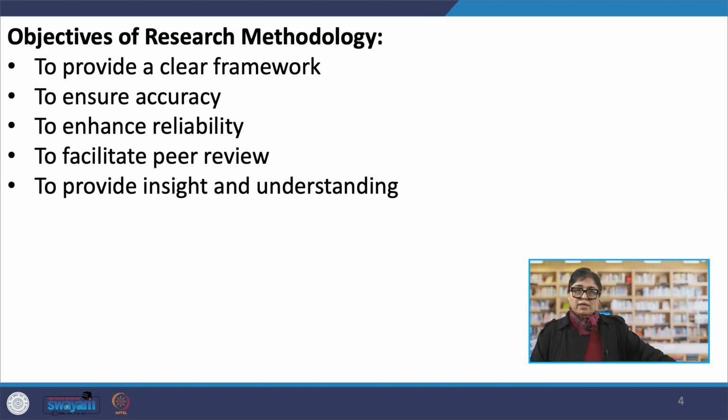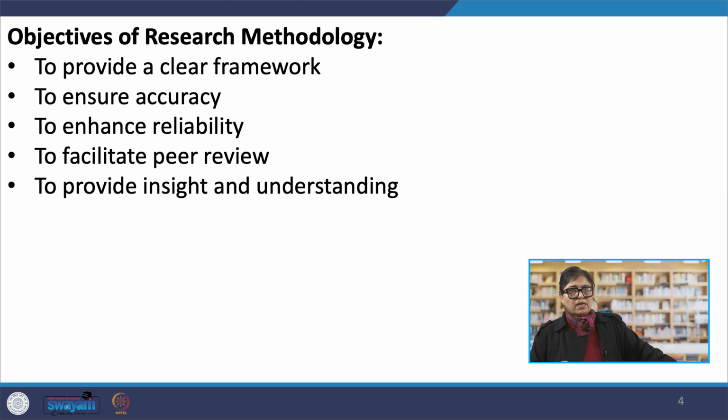of the result. And to enhance reliability, employing standardized methods enhances the reliability of the research findings, allowing others to replicate the study under similar conditions. And also, to facilitate peer review, a well defined methodology allows peers to evaluate the research for its validity and reliability, which is crucial for its acceptance and credibility.